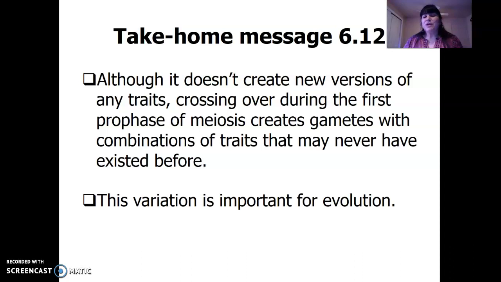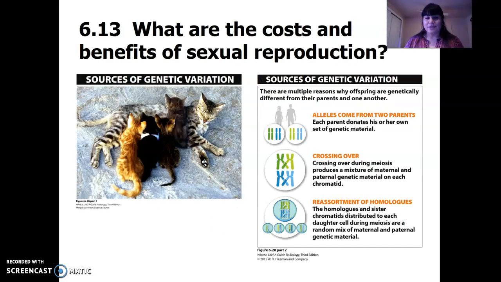It says, although it doesn't create new versions, it's just new combinations. Crossing over during the first prophase creates gametes with combinations of traits that may never have existed before. This variation is important for evolution. Right now it means nothing to you. When we get into evolution, you'll understand.